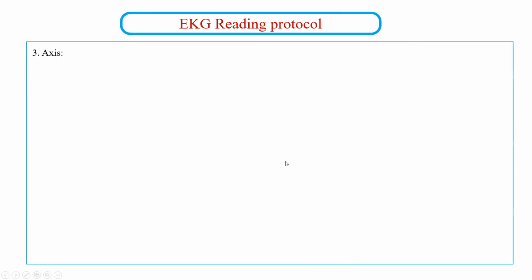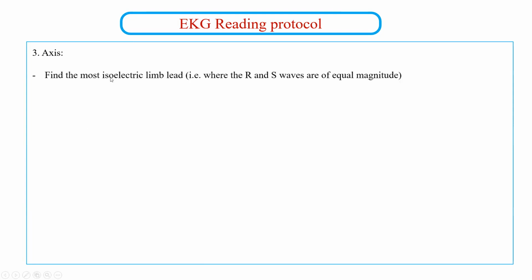All right. Number 3, we look at the axis. How do we determine the axis? First, find the most isoelectric limb leads. Here we are talking only about the limb leads, which are lead 1, 2, 3, AVR, AVL, and AVF. 6 leads, you only look at these leads. And you try to find the most isoelectric limb lead.